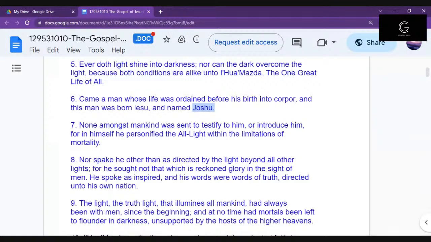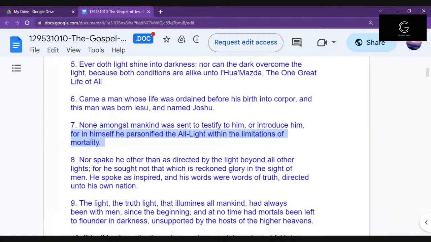None amongst mankind was sent to testify to him or introduce him, for in himself he personified the all light within the limitations of mortality. This is a high raised prophet, one who is above sensuality, sexuality, or all physicality. So the idea that Jesus, Yeshua, could have had children is impossible.